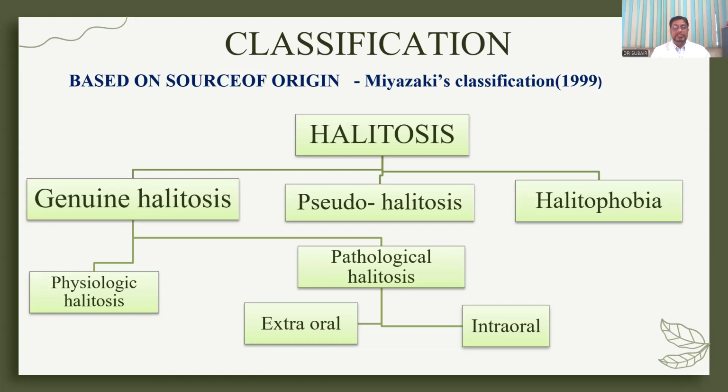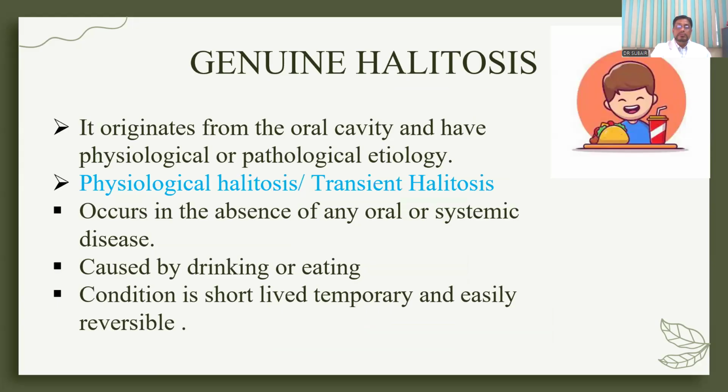Genuine halitosis may be either physiological or pathological. Again, the pathological halitosis is classified into extraoral causes and intraoral causes. In general, it is classified into genuine halitosis, pseudohalitosis, and halitophobia. The true halitosis, genuine halitosis, again may be due to a physiological reason or a pathological reason. Again, the pathological reason is classified into extraoral or intraoral causes.